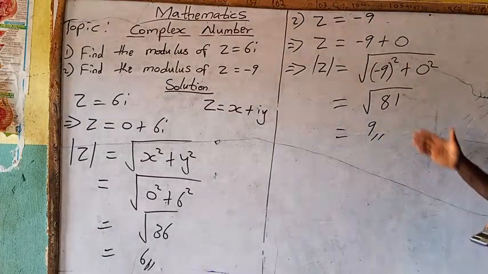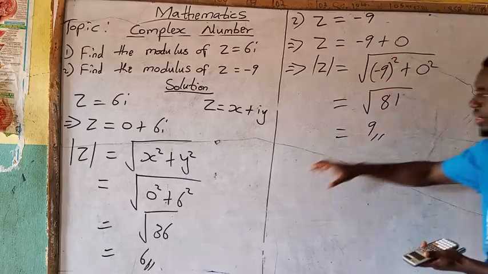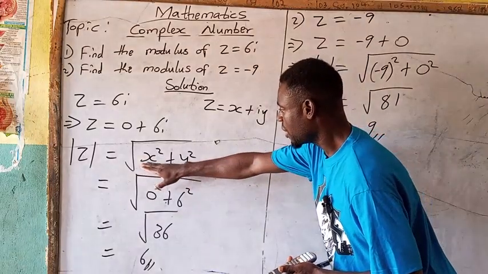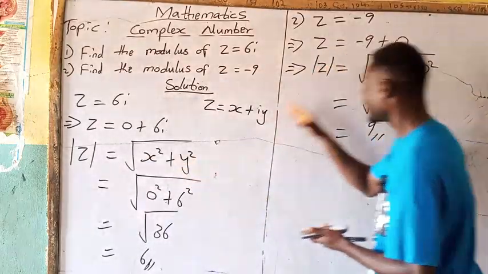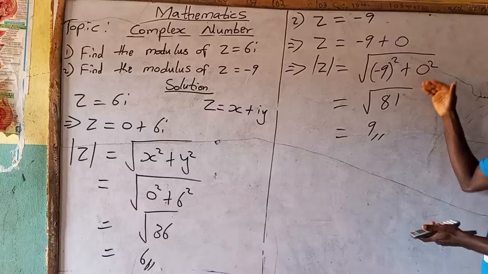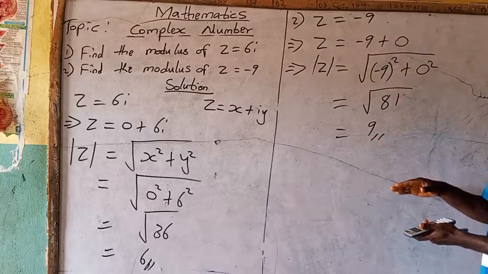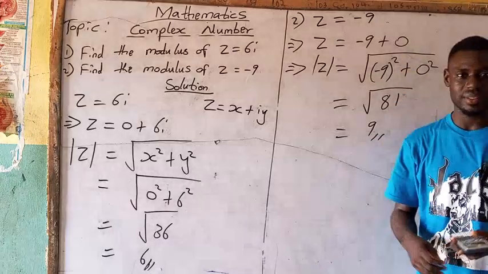Just like what we did at first, we only substitute into this formula. The real number was given to us, which is minus 9. The imaginary number was not given to us, so we put 0. When we square it, we get this final answer.